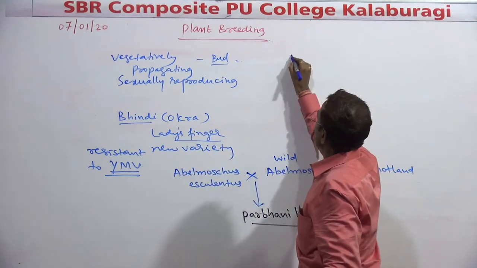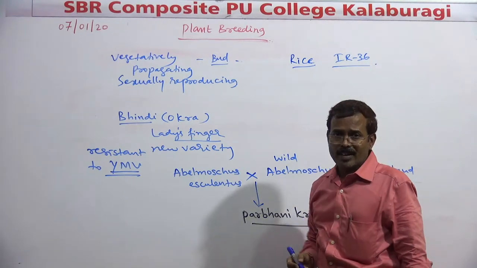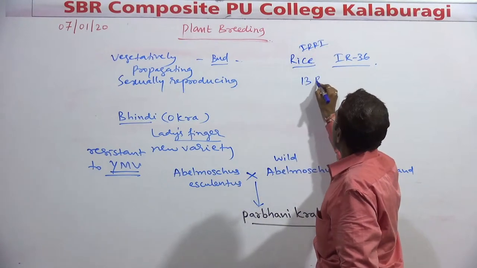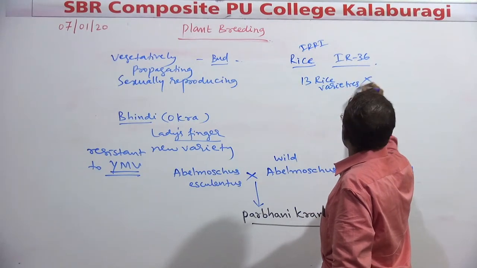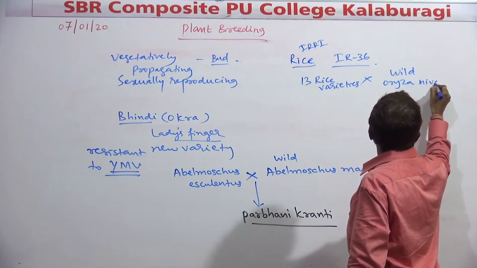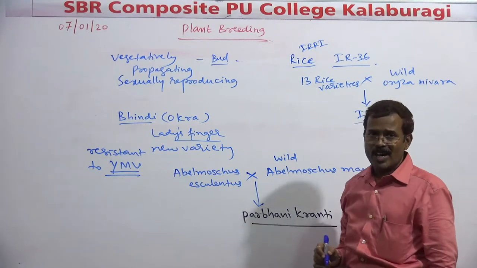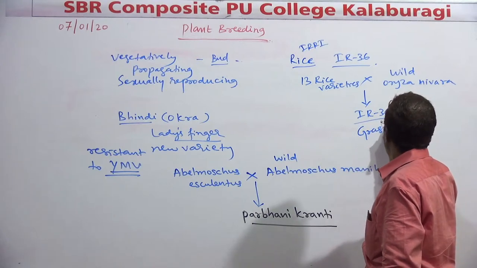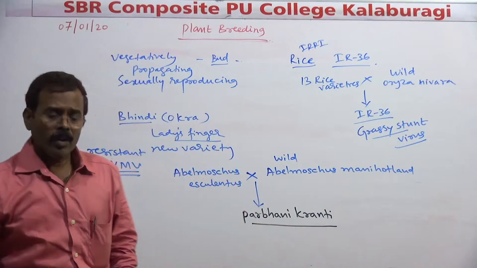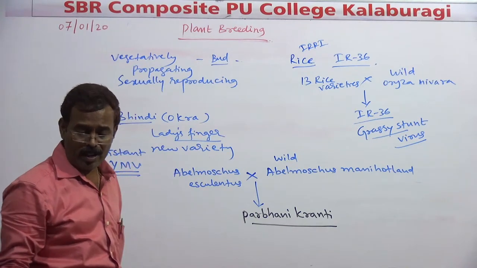Like this, a rice variety is also developed. It is IR36, which I mentioned yesterday. IR36 was developed at the International Rice Research Institute. So 13 rice varieties have been crossed with a wild rice variety, that is Oryza nivara, to get this IR36. This rice variety is resistant to grassy stunt virus. So this is how different disease resistant plants, either through hybridization and selection or through mutation breeding, have been developed in India.